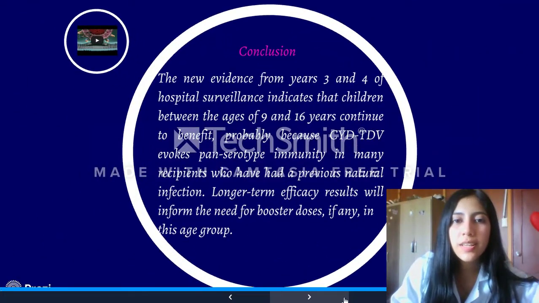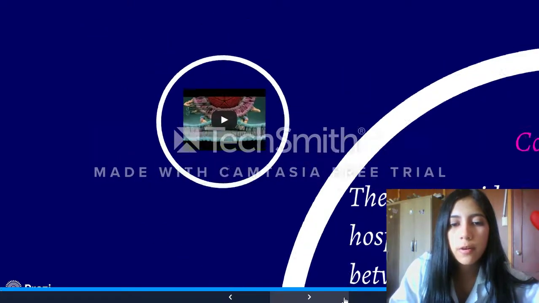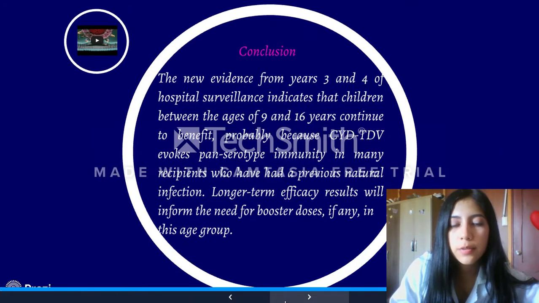Conclusion: the new evidence from years 3 and 4 of hospital surveillance indicates that children between the ages of 9 and 16 years continue to benefit, probably because CYD-TDV evokes broad serotype immunity in many recipients who have had previous natural infection. Longer-term efficacy results will inform the need for booster doses, if any, in this age group.